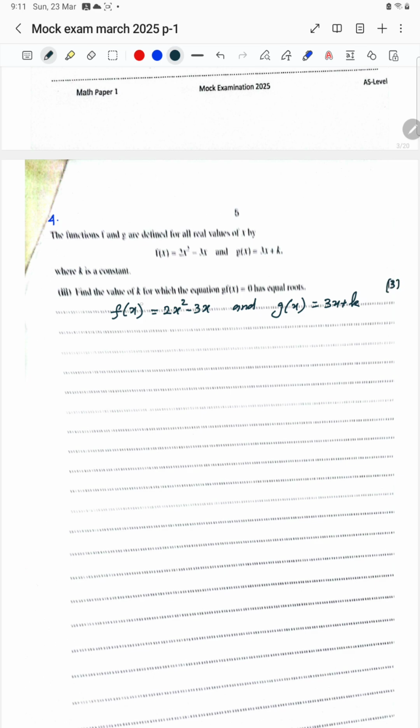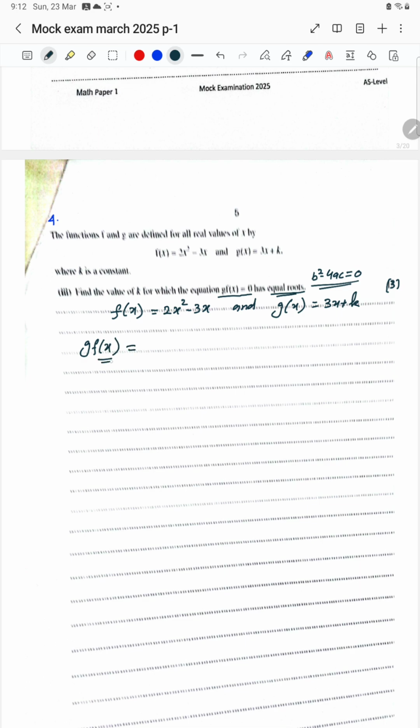Which is a constant, find the value of k for which the equation g of x is 0 has equal roots. This is taken from the quadratics. For equal roots, b square minus 4ac should be 0. The roots are repeated or equal. So we can justify this condition.